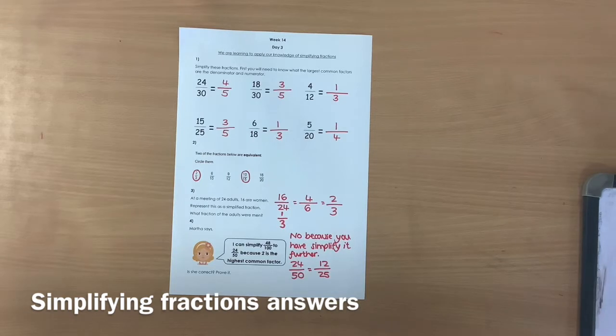Question number 4, Martha says, I can simplify 48 hundredths to 24 50ths because 2 is the highest common factor. Is she correct? And prove it. No, she is not correct because you can simplify it further. Okay, so 24 50ths, I can simplify to 12 25ths.